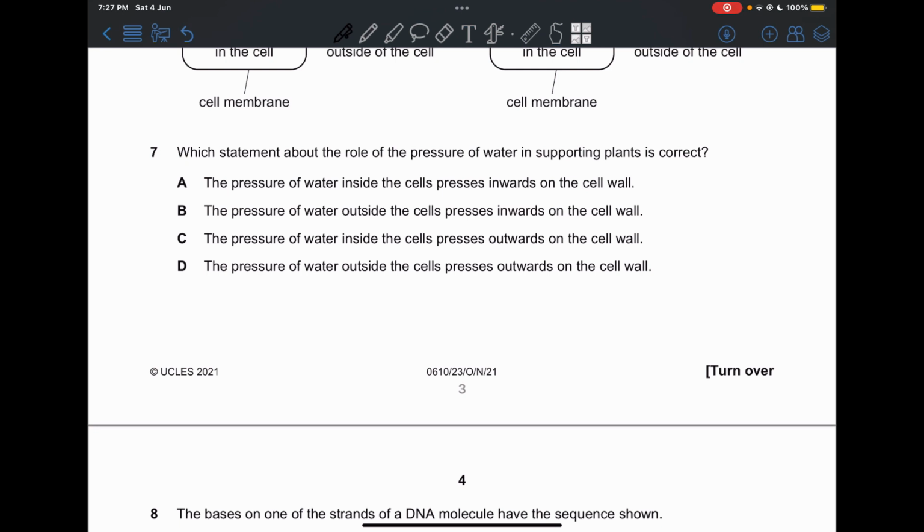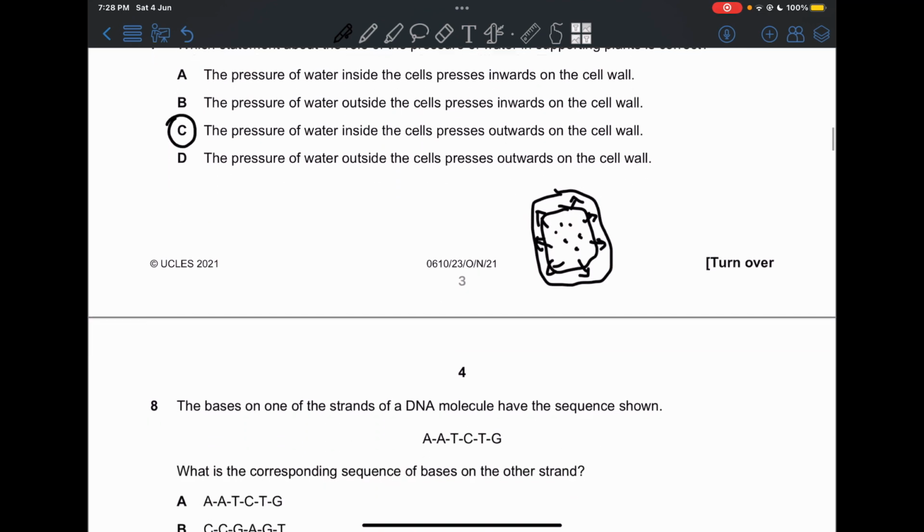The pressure of water inside the cells presses outwards onto the cell wall. Now, this is absolutely correct because, yes, the pressure of water is inside the cells and it presses outwards onto the cell wall. So it's like that, the cell of the plant, like that, and then the pressure is located over here, and then it will press outward like that onto the cell wall, just like that, so it can create a turgor pressure. So actually the answer is going to be C for this question.